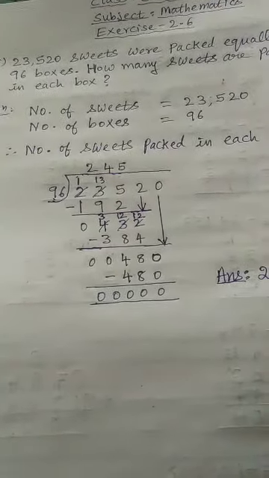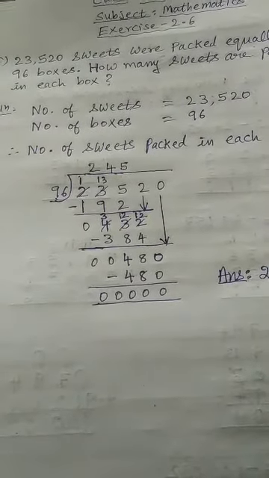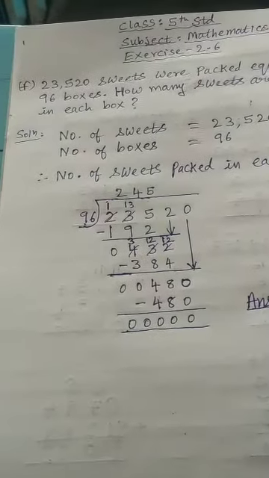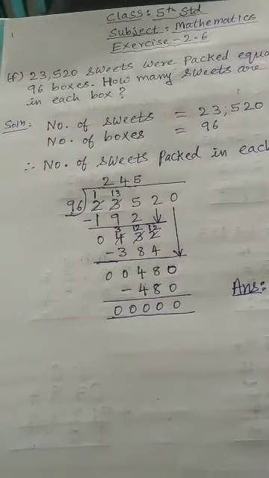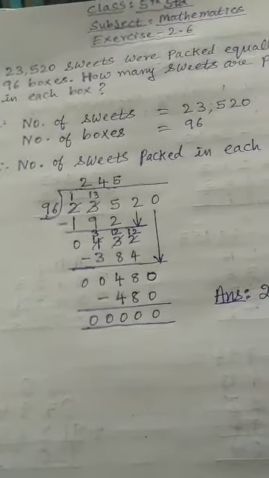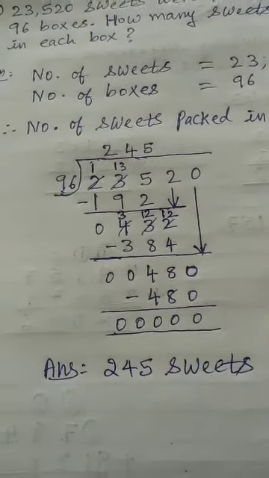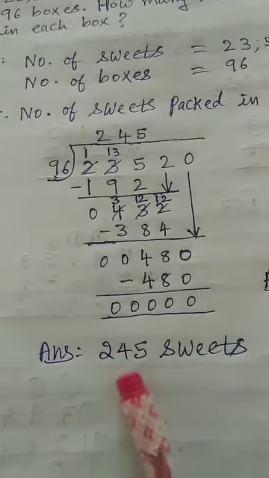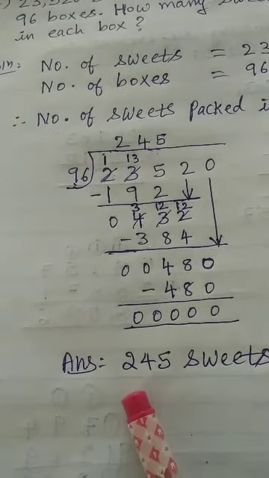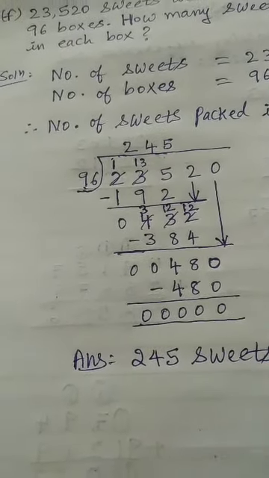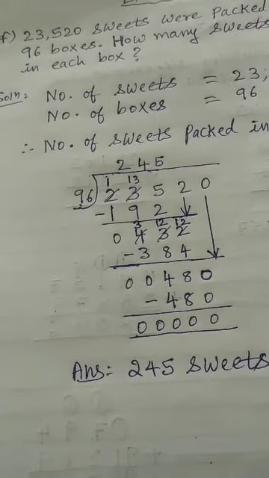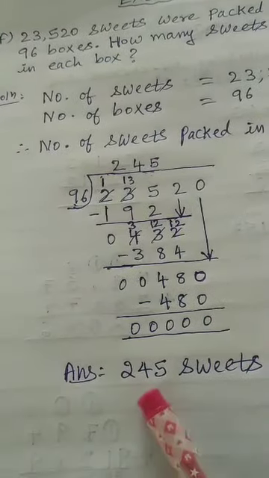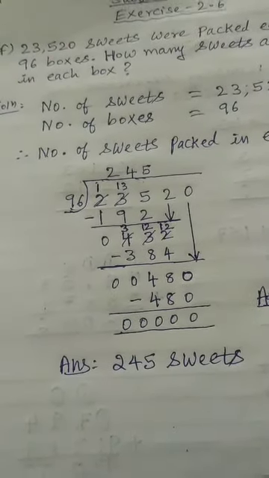What is this? This is the number of sweets packed in each box. Understood? So what do you have to write? In each box, 245 sweets are packed. Down below you write: in each box, 245 sweets are packed. This is the answer. What was the question asked? How many sweets are packed in each box? 245 sweets are packed in each box.